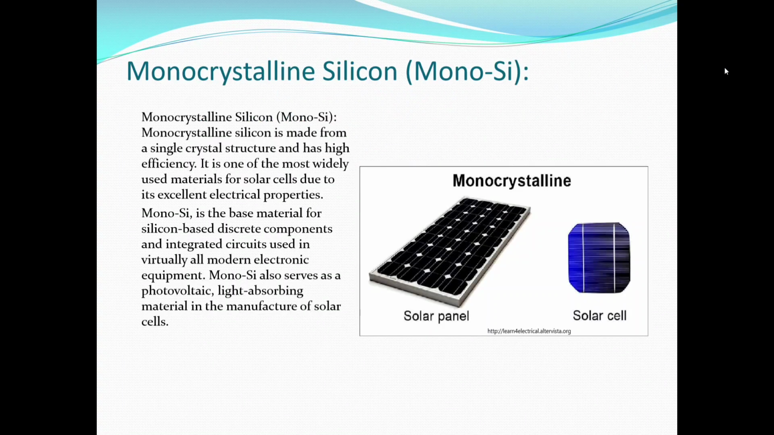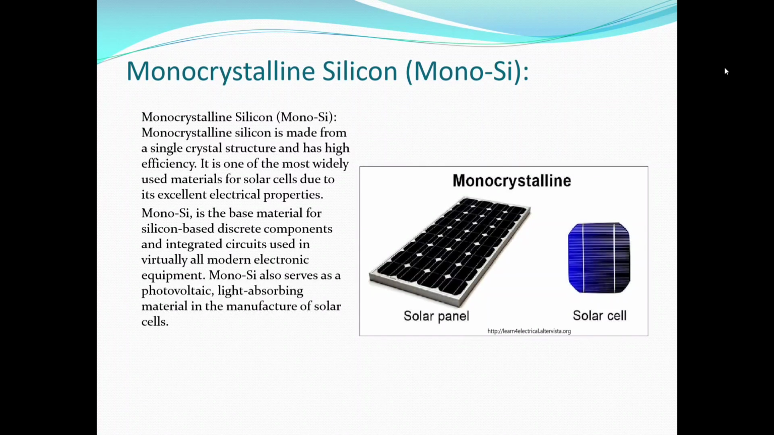Monocrystalline silicon. Monocrystalline silicon is made from a single crystal structure and it has high efficiency. It is one of the most widely used materials for solar cells due to its excellent electrical properties.